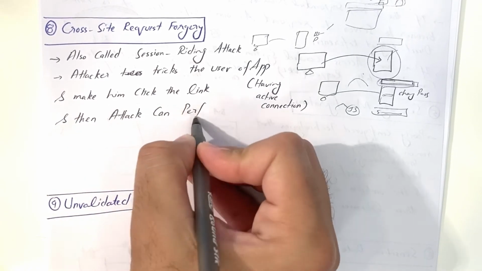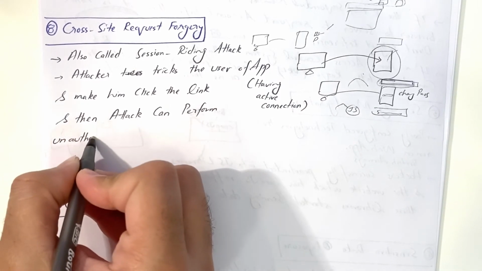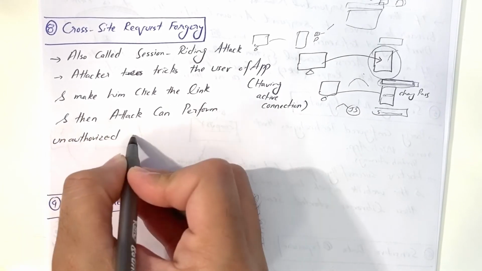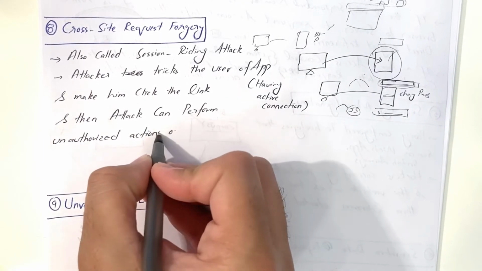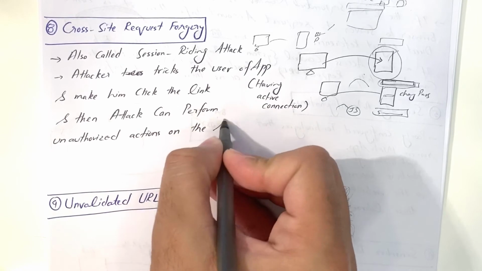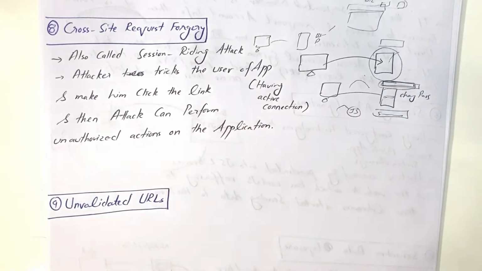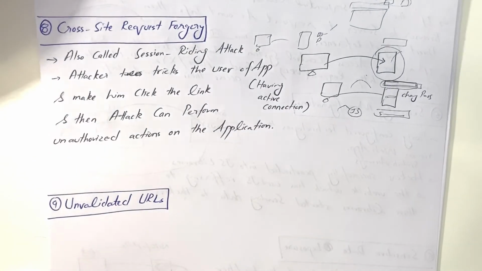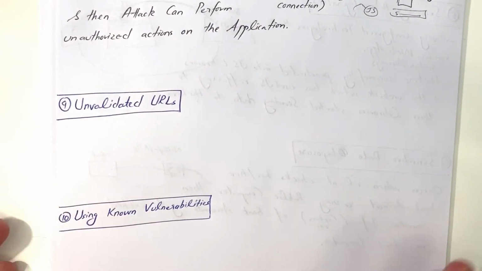perform unauthorized actions on the application, like change of the password, fund transfer, etc. This is called cross-site request forgery. So the attacker has made some request, and you made him click and change the stuff on the attacker's behalf.